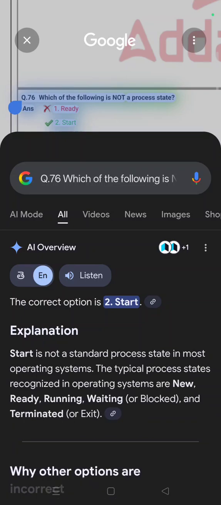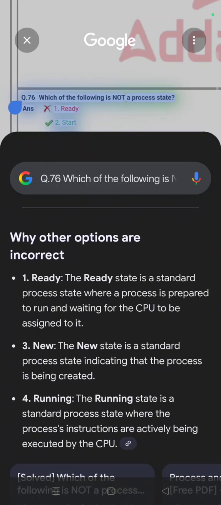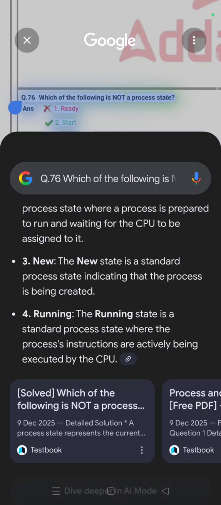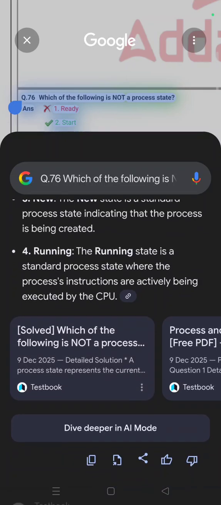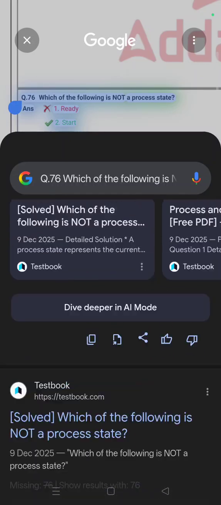Explanation: Start is not a standard process state in most operating systems. The typical process states recognized in operating systems are new, ready, running, waiting or blocked, and terminated or exit. Why other options are incorrect? Ready: the ready state is a standard process state where a process is prepared to run and waiting for the CPU to be assigned to it. The new state is a standard process state indicating that the process is being created. The running state is a standard process state where the process instructions are actively being executed by the CPU.